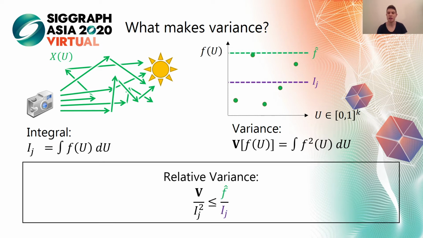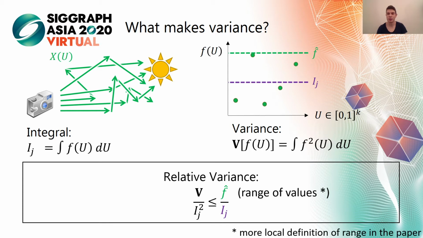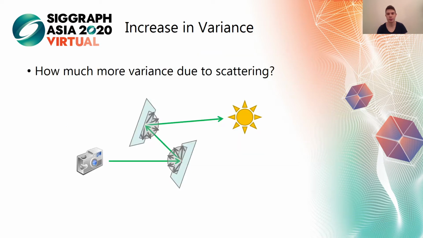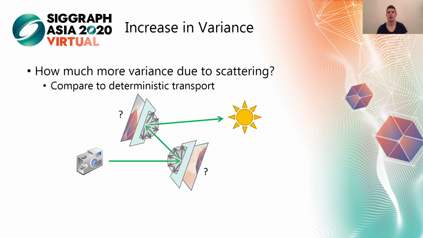What we are interested in is the potential deviation of pixel estimates from the correct result. It is quantified by relative variance. We can bound it by a simple expression, namely the quotient of the maximum sample value, so the range of sample values, divided by the correct result for the pixel we want to compute. Calculating these two quantities for the actual light transport, compared to what we would get for deterministic light transport, allows us to characterize the difference in resulting variances.